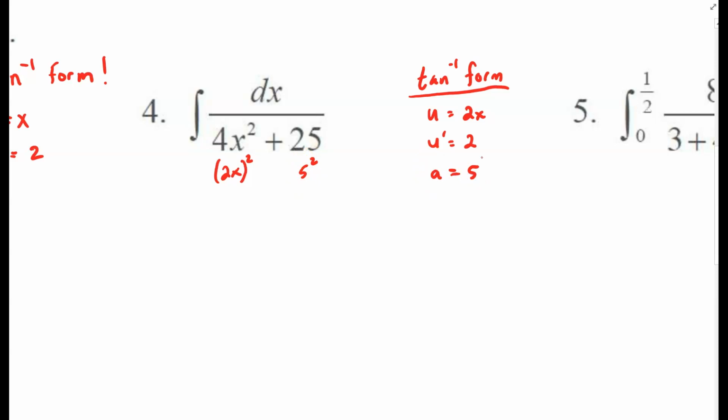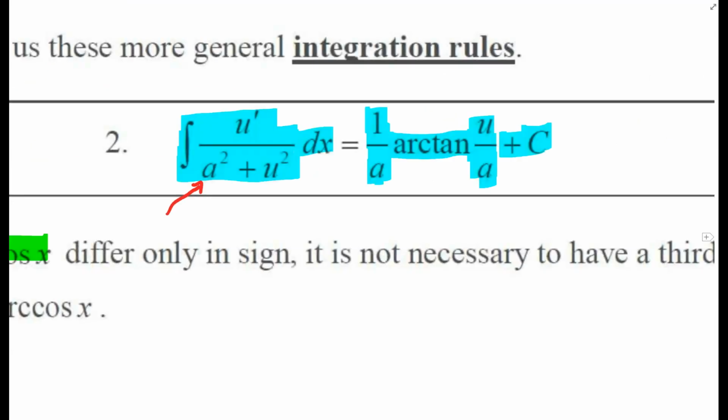Okay, well, notice I don't have a u prime. I don't have a 2. So I'm going to have to introduce the 2, and then I'm going to have to balance it with the 1/2. Okay, and if I go ahead and integrate this now, I do have my 1/2 that comes along for the ride, times, and I'm going to have to use my tan inverse integration rule, which is here.